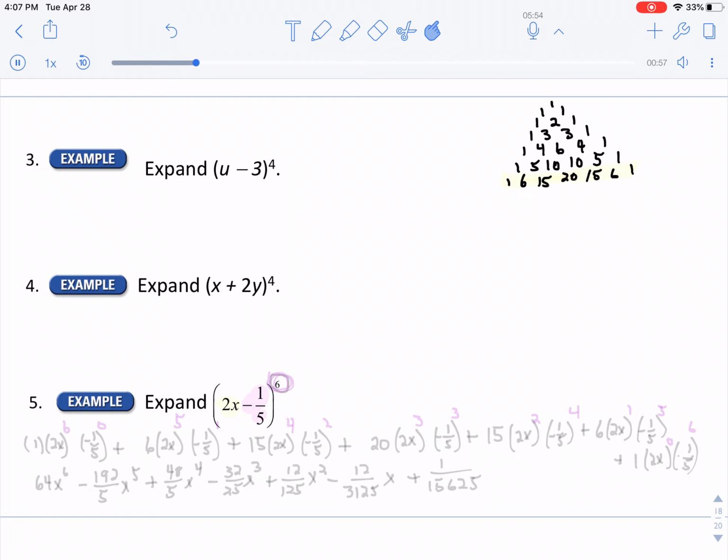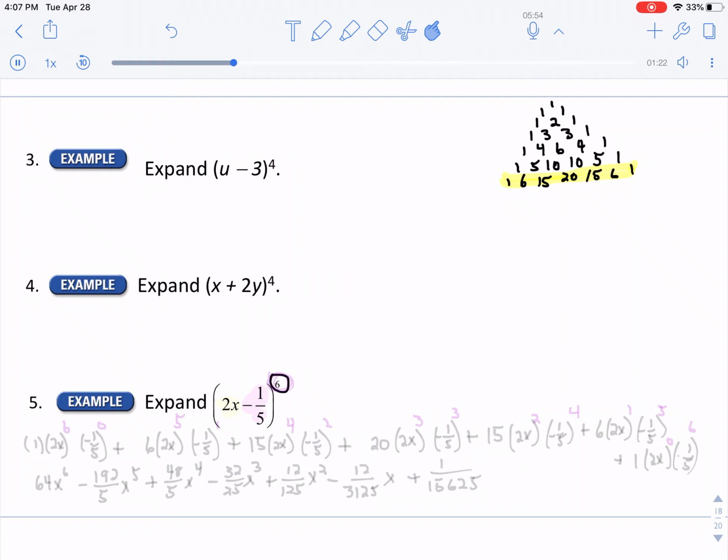Now, why do I need the 6th row? Because this problem has an exponent of 6, which is why I need to go to that 6th row. And remember, the first row is always the 0 row. So these numbers that I'm highlighting here in yellow are the ones that we need for this portion of this problem. So here we go.